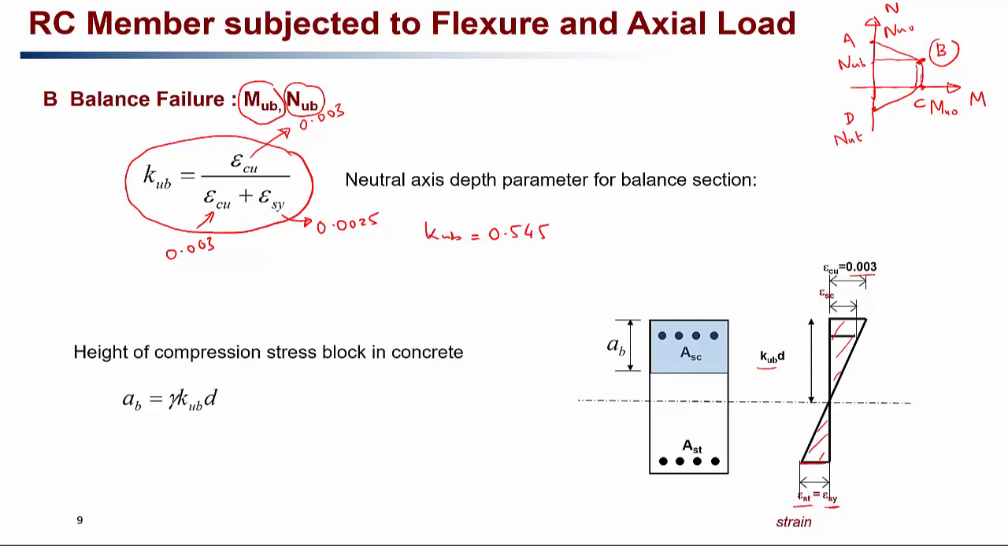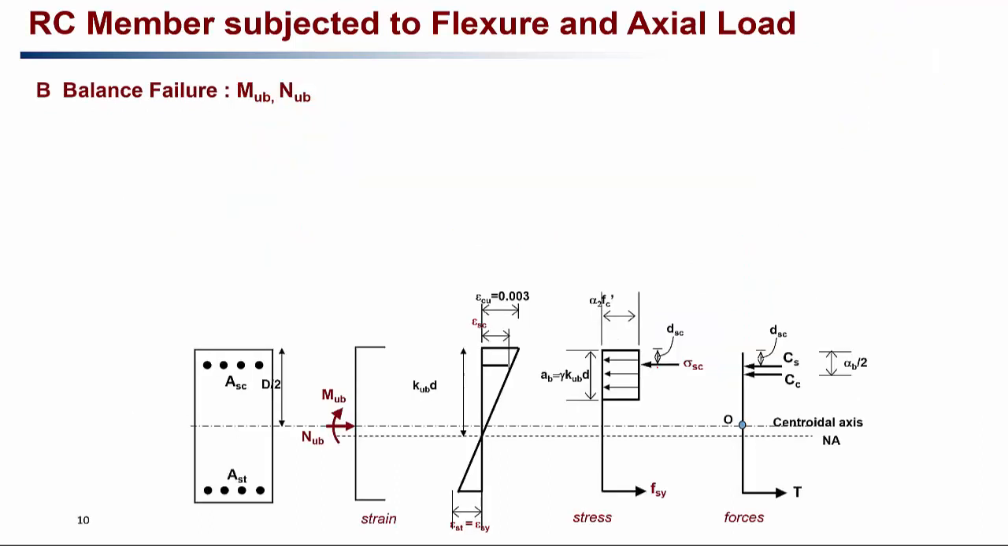With this information we can find out. For simplicity, let's denote the depth of this compression block, which we normally denote as gamma KUBD, as AB, that is the depth of the compression block at balance failure. We just denote it to make the expression a bit shorter. So we can analyze that to find out the moment and the axial load at the balance failure.